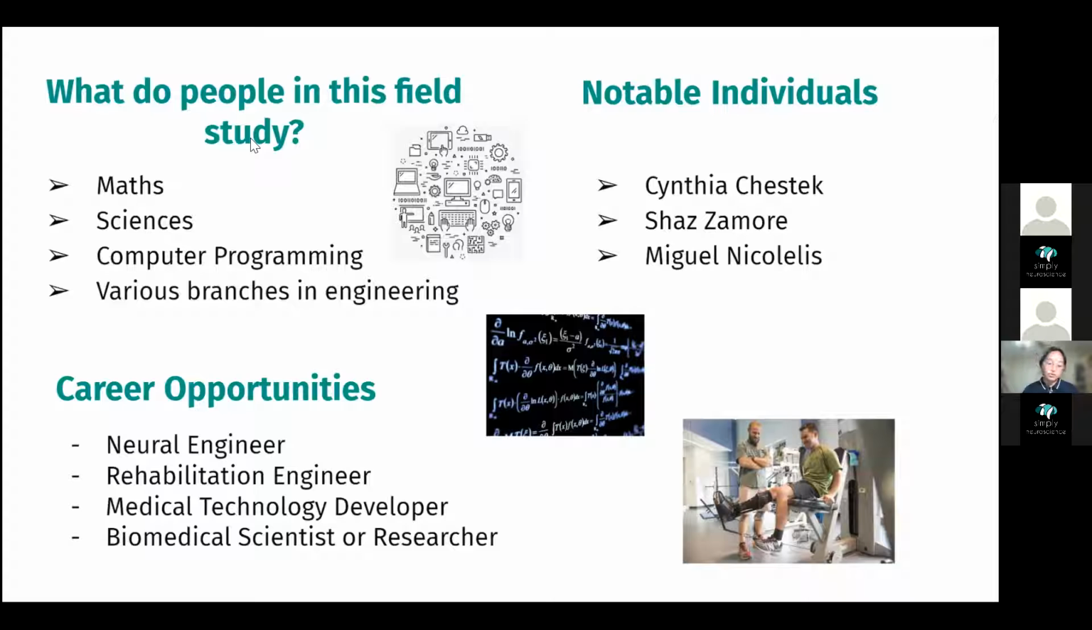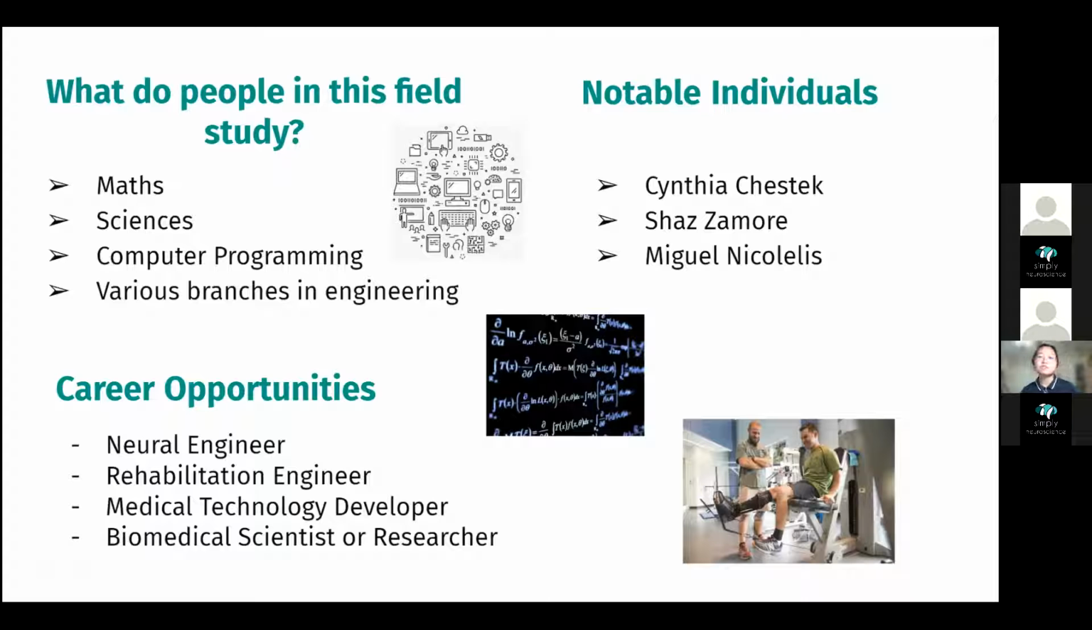And for career opportunities, these jobs focus on helping research and design biomedical devices such as prosthetic limbs and artificial organs. So we have listed some examples here, such as neuroengineer, rehabilitation engineer, medical technology developer, and biomedical scientist or researcher. This picture over here to the right demonstrates a rehabilitation engineer designing and building devices for those that need assistance in mobility.